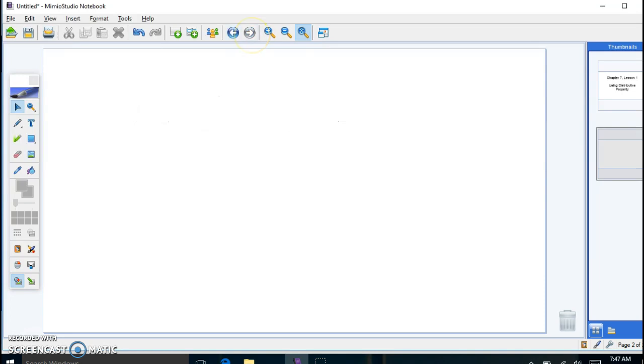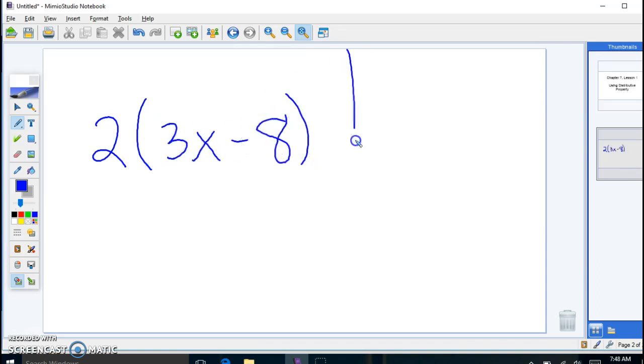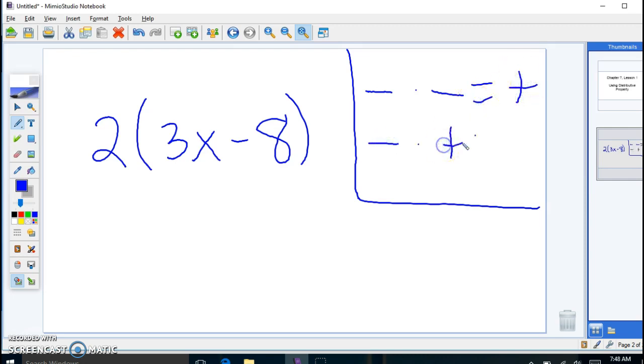And as you have seen in the last few days, when we are dealing with distributive property, that is when we have parentheses. So let's say that I have 2 times (3x minus 8). This is where I really need to keep my multiplication rules at the top of my mind, where I take a negative and multiply by a negative, and then I get a positive. If I take a negative times a positive, I get a negative. So we really have to keep those two things in mind.